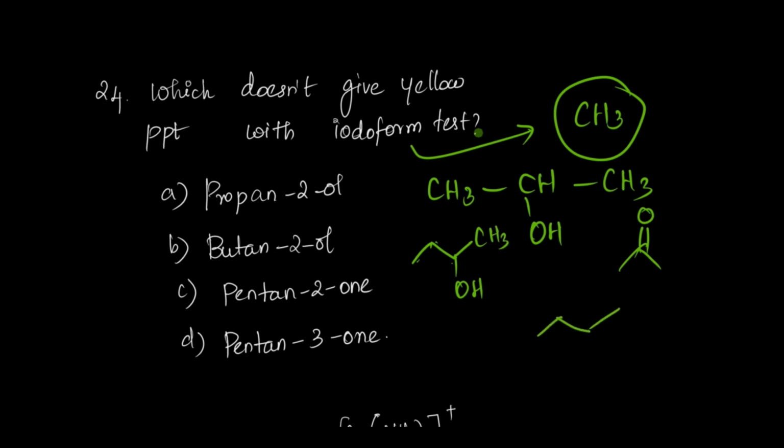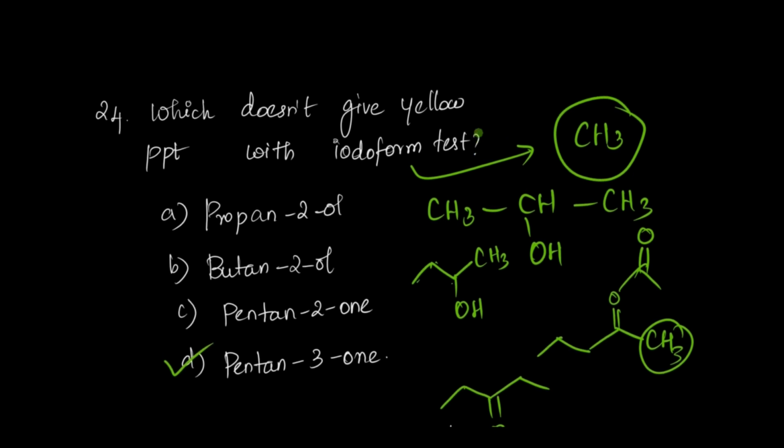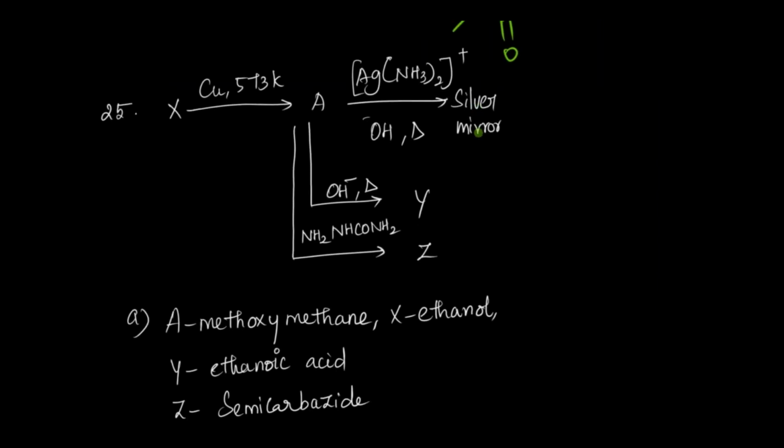Pentan-2-one, once again, that is also having CH3. Pentan-3-one, what about this molecule? That is not having a CH3 on either side. So that will not give you a positive iodoform test, which makes the answer to this question option D.